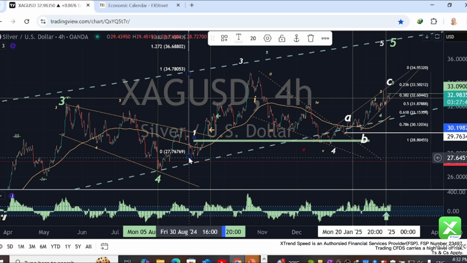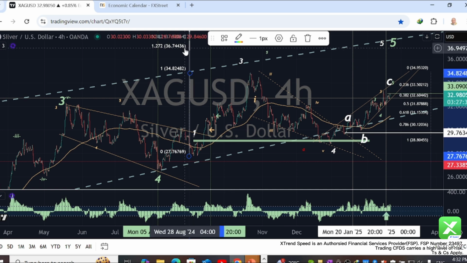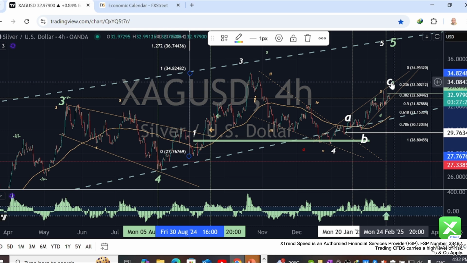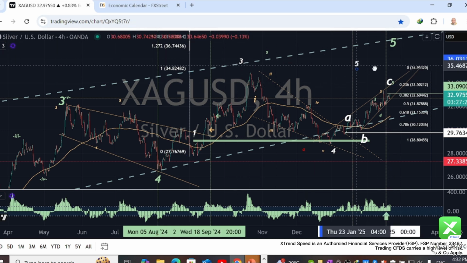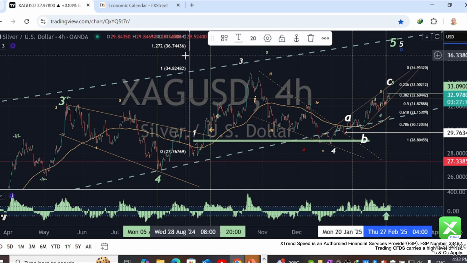All right, let's take this now to the next relevant projection, from bottom of that internal 2 to the 3, $36.74, quite high, right? But at least if there's a truncation, we're going to see $35 or $34.82. Truncation means 5 will meet with. But in an ending diagonal, we get, of course, $36.70, $36.30, very likely. All right, so this is the long term.